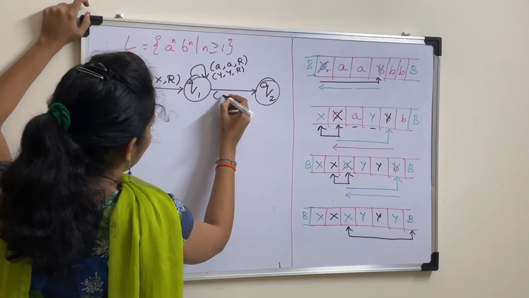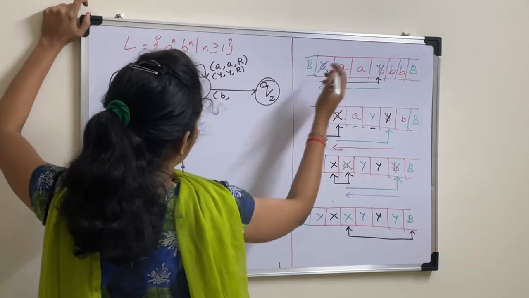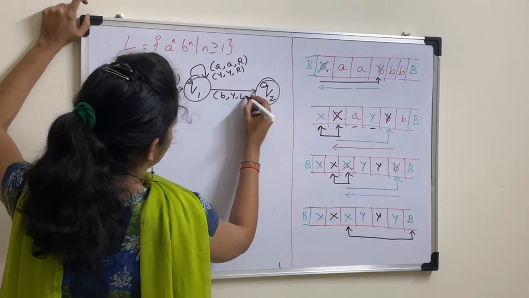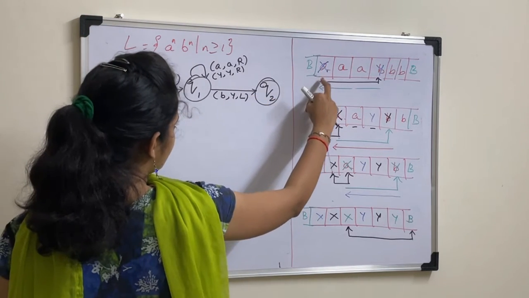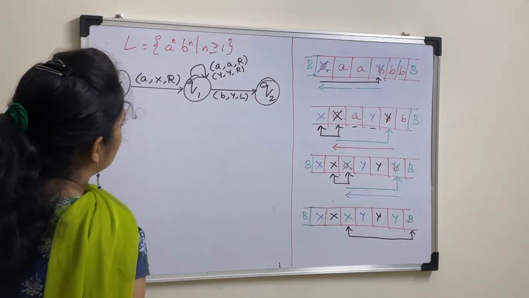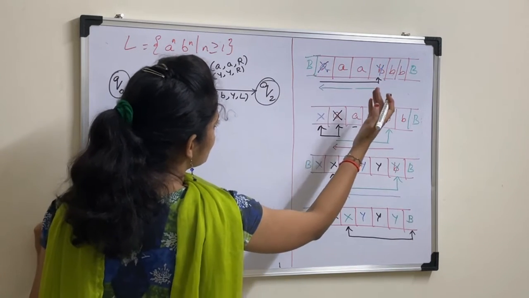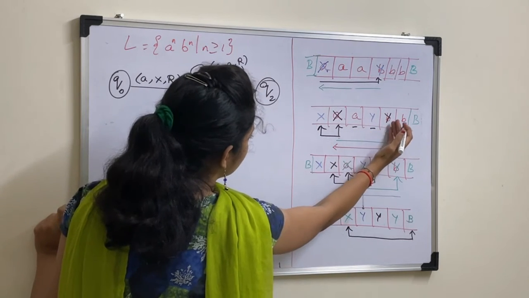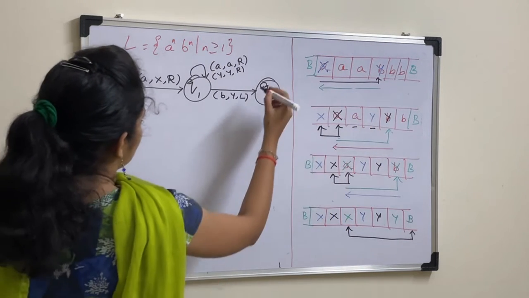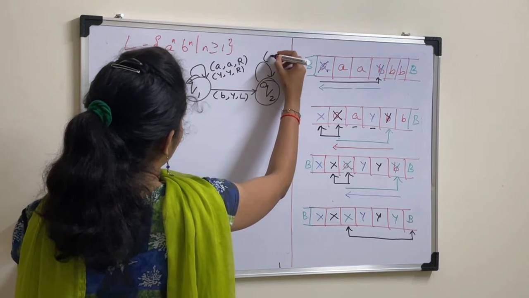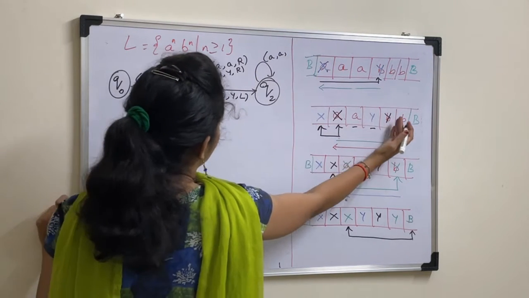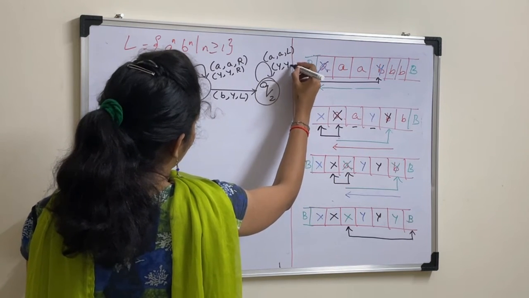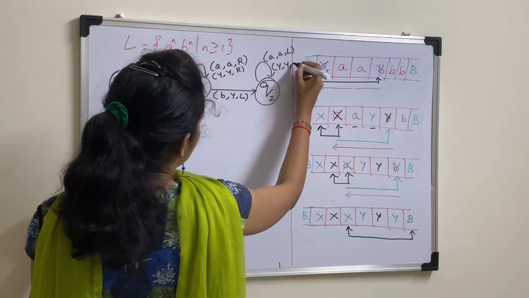If the input symbol is B, mark that B with Y and move towards the left side until you get this X symbol. While moving backwards also, if you observe, you will again get A and Y while moving from Y to X. So write conditions for A and Y. If you get A, keep that A as it is and move towards the left side. If you get Y, leave that Y as it is and move towards the left side.